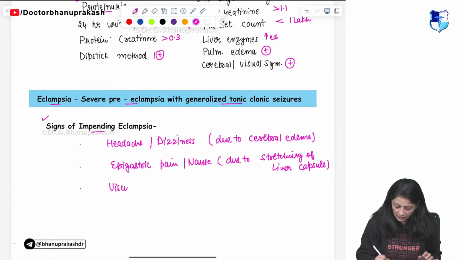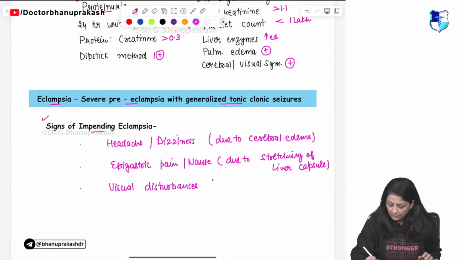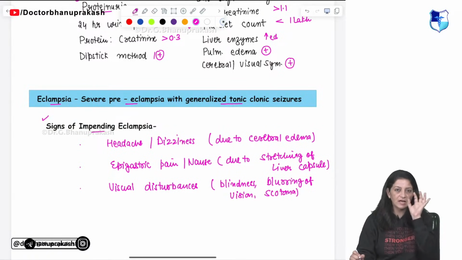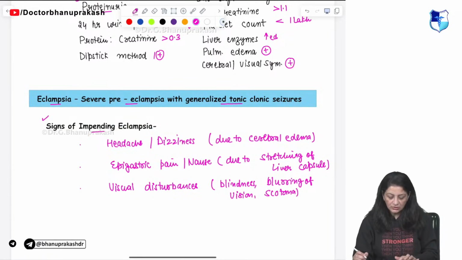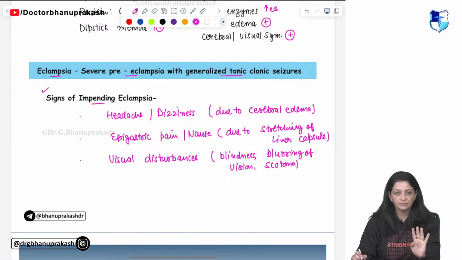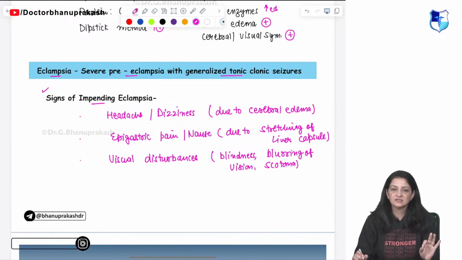Third one, visual disturbances, like blindness which is reversible, blurring of vision, scotoma. Sometimes black dots आने लग जाते हैं eyes के आगे. ठीक है? So these are the signs of impending eclampsia. 3 main signs. Okay, impending eclampsia means कि अब इस पेशेंट को सीजर्स आ सकते हैं. This is called impending eclampsia.